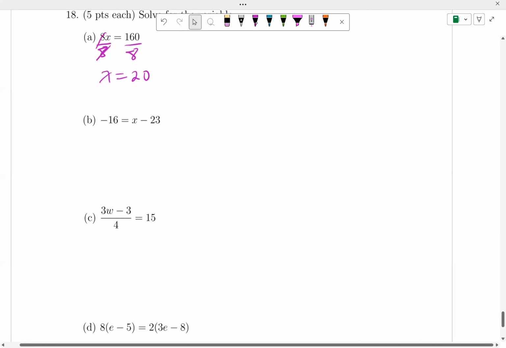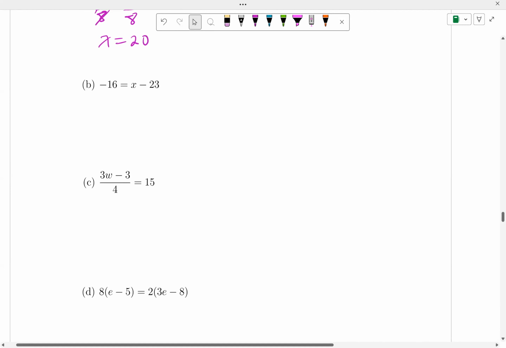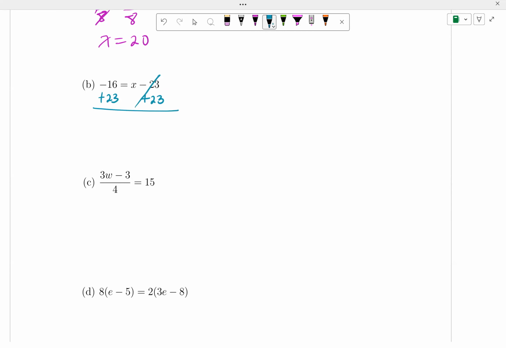Next question, we need to isolate the variable. We need to isolate x. What's stopping x from being by itself? Is this negative 23? So I'm going to add 23. You always do the opposite of what's being done. Those are going to cancel. We end up with 7 equals x.